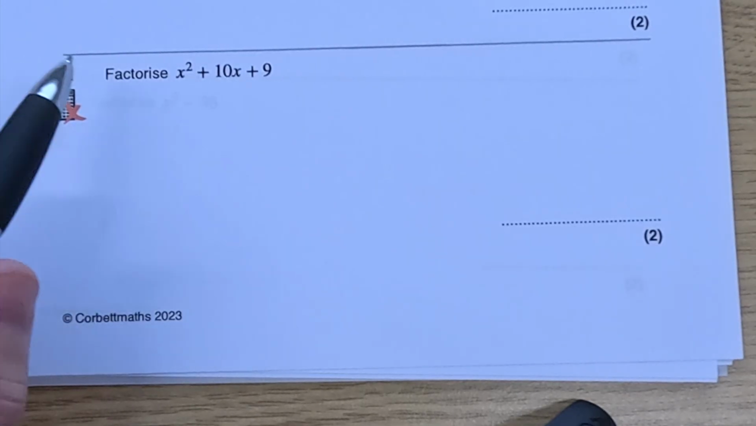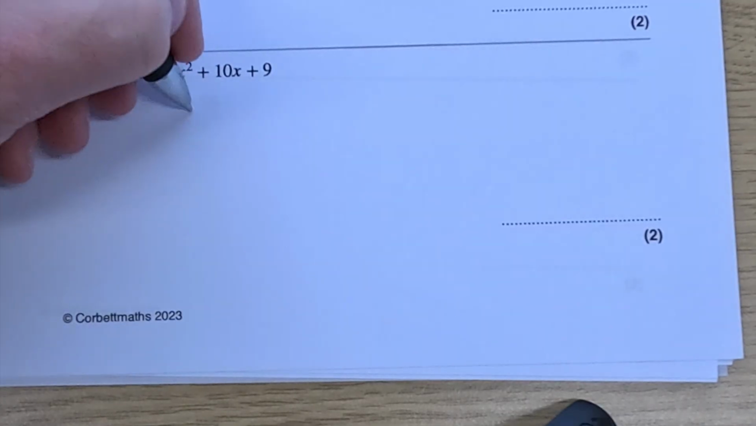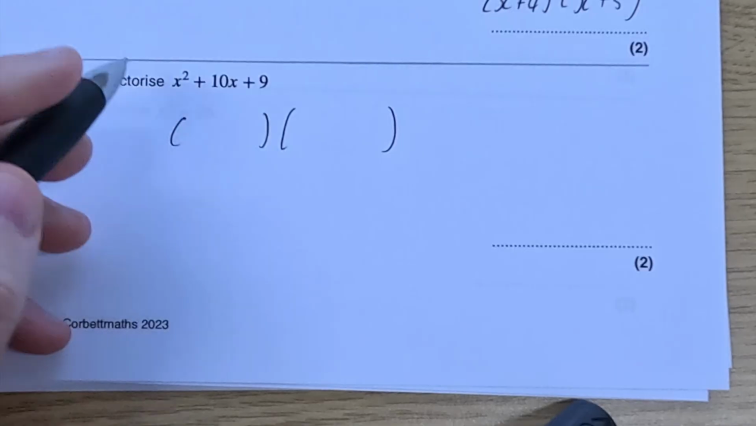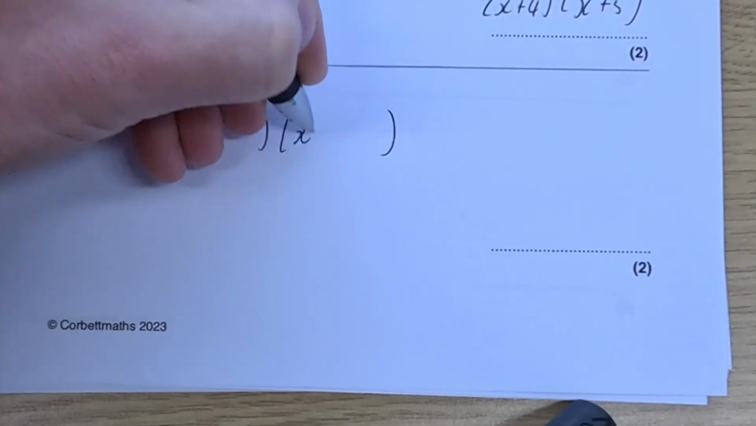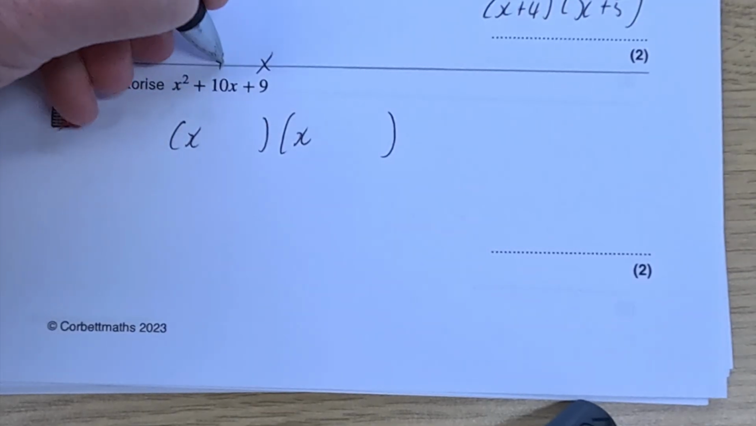Okay, question number 4, we've been asked to factorize x squared plus 10x plus 9. So it's a quadratic and we've been asked to factorize it, so we want to put our brackets in. It's an x squared, so we're going to put x's at the front of both brackets. And we want to find two numbers that times together to be 9 and add together to be 10.